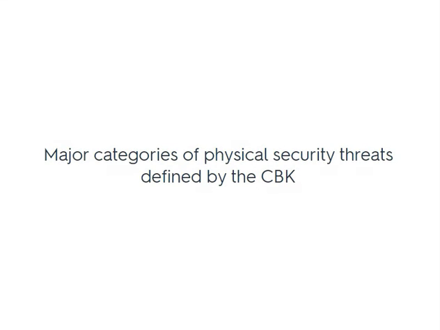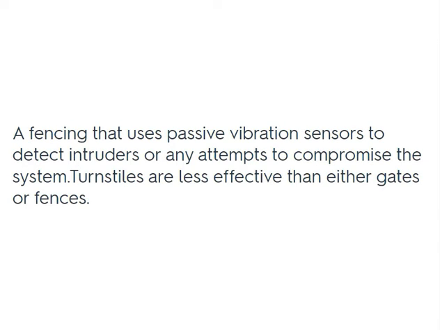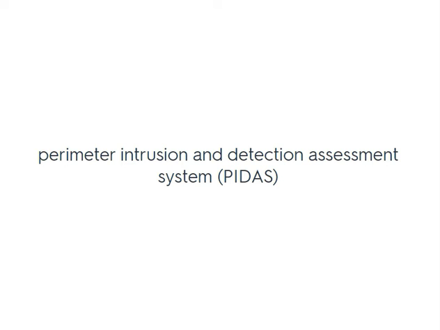Major categories of physical security threats defined by the CBK. A fencing that uses passive vibration sensors to detect intruders or any attempts to compromise the system. Turnstiles are less effective than either gates or fences. Perimeter Intrusion and Detection Assessment System.